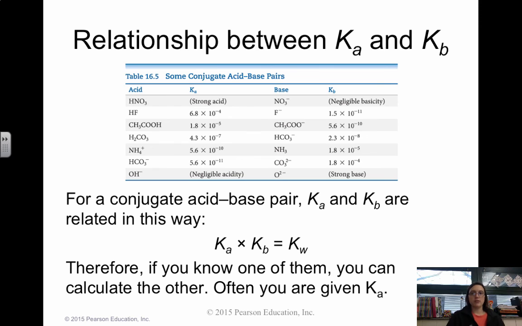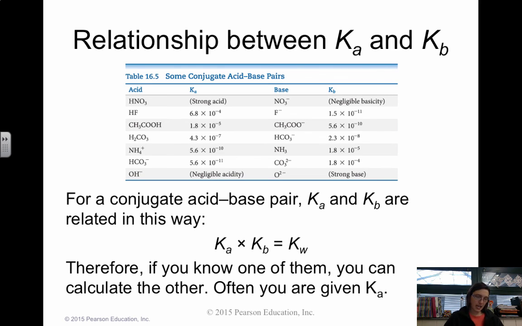Finally, we're going to look at the relationship between Ka and Kb. For any conjugate acid-base pair, you have a Ka and a Kb value. They are related because if you multiply Ka by Kb, it equals Kw. If you actually want to see the derivation of this equation, which is pretty cool, look at section 16.8 in your book. It actually shows how you cancel everything out to get this equation.